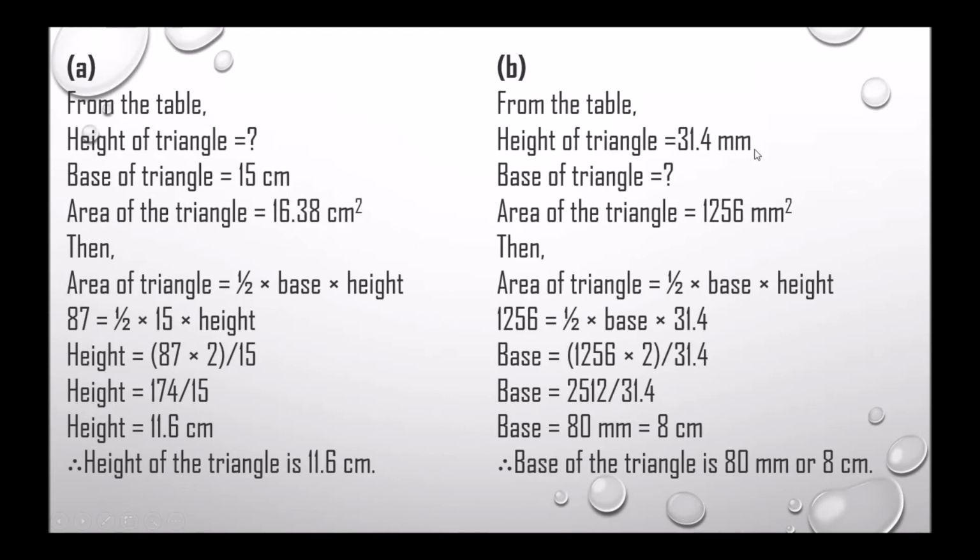Second, height is 31.4 mm. Base is not given. Area is 1256 mm square. So area of triangle equals half into base into height. So 1256 equals half into base into 31.4. So base equals 1256 into 2 upon 31.4. So base equals 2512 upon 31.4. So base equals 80 mm, that is 8 centimeter.